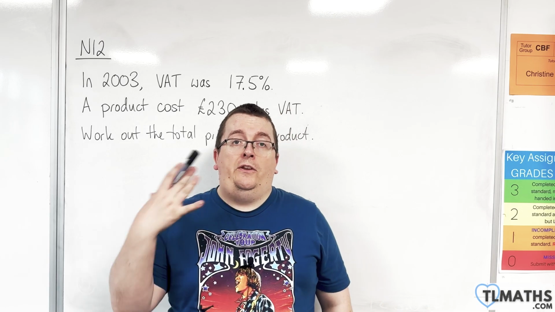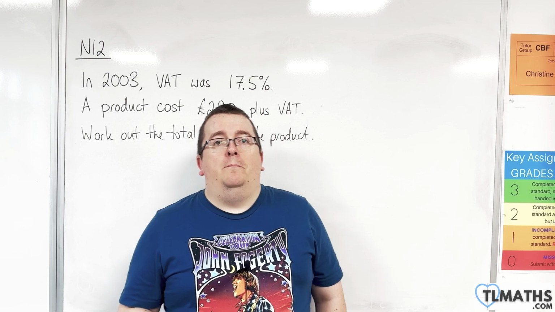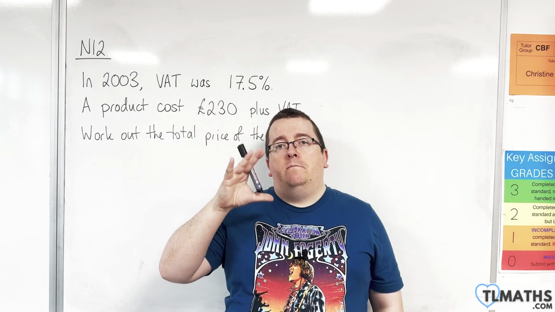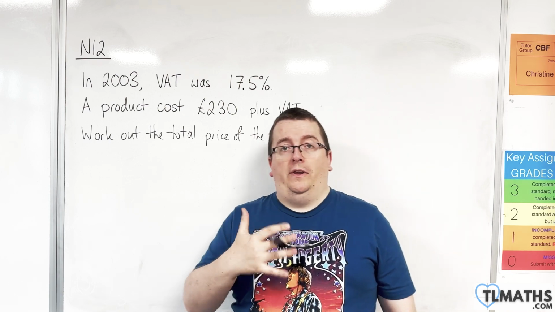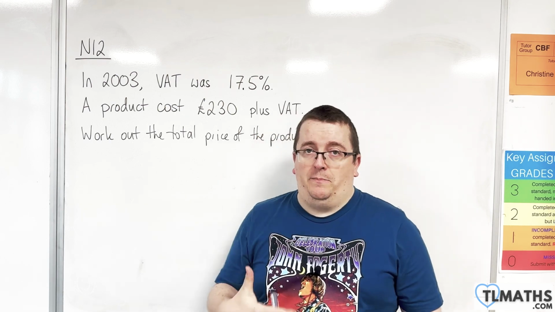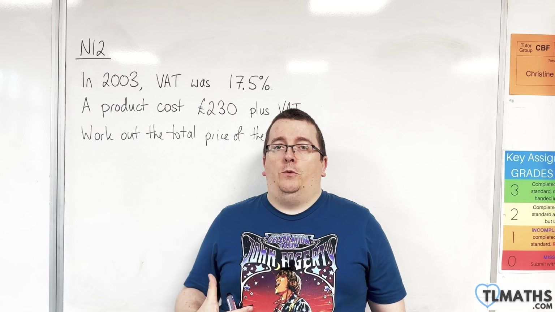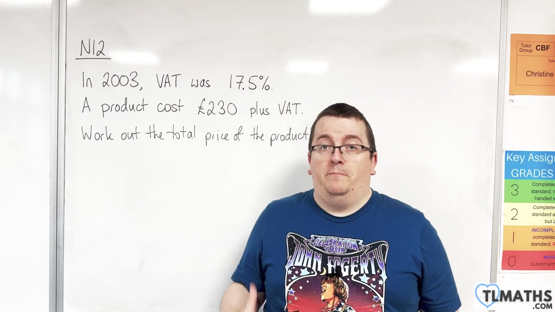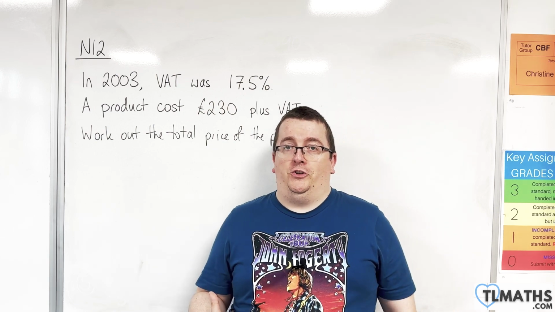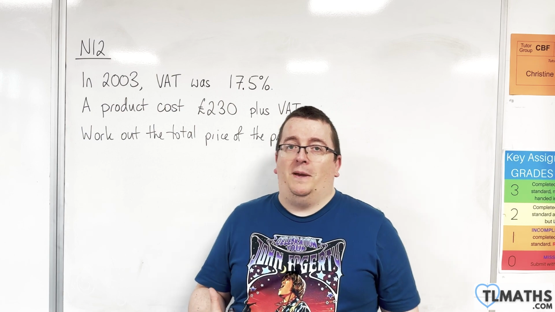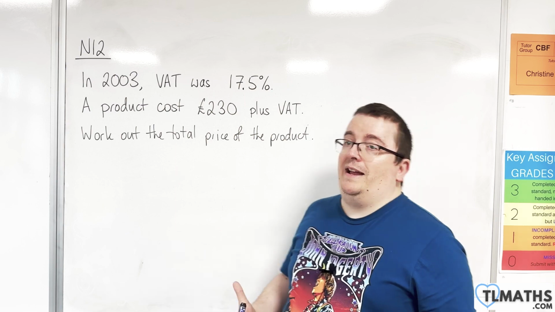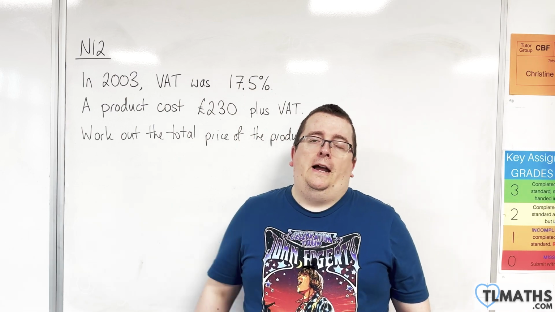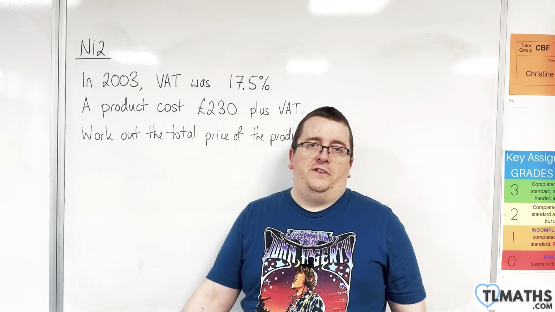Now I'm calling this a historical VAT problem because at the beginning of 2011, VAT was increased from 17.5% to 20%. And VAT questions were the bread and butter of percentage questions in GCSE maths papers. So 17.5% was a very standard percentage to find. And it was good practice to find 17.5%.